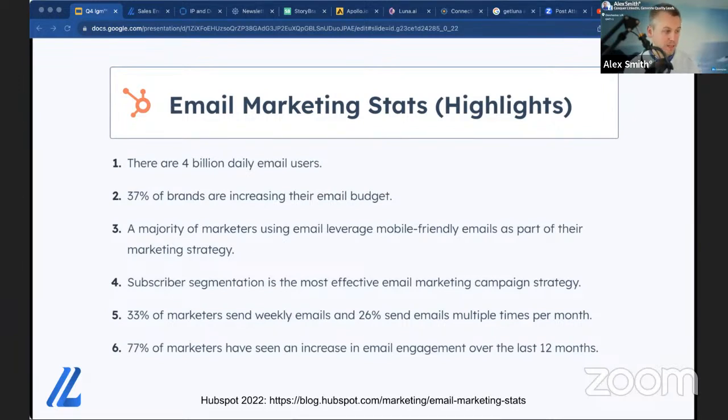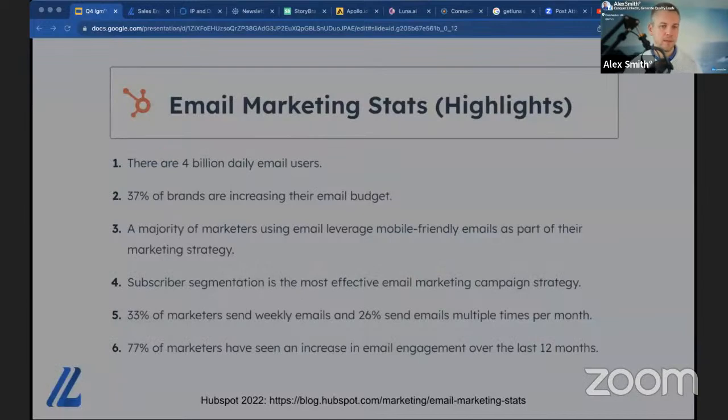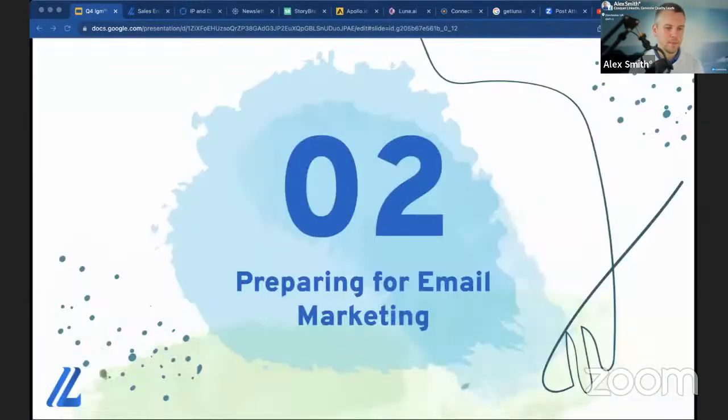33% of marketers send weekly emails, quite a high figure there, using email, and 26% send multiple times per month. Yeah, so huge stats. 77% of marketers have seen an increase in email engagement over the last 12 months. I think that was an old slide, came from last year, but I'm pretty sure those figures are probably going to be very similar to that this year. Let's look at how to get set up with emails then and warm up.